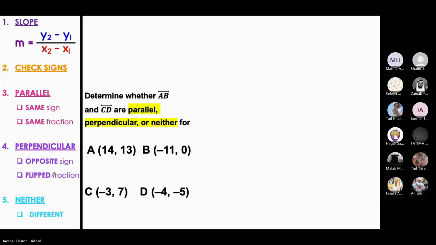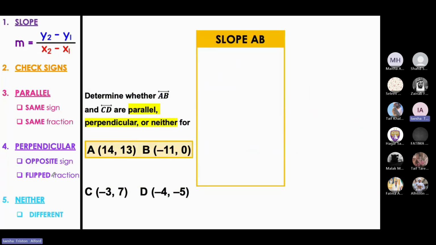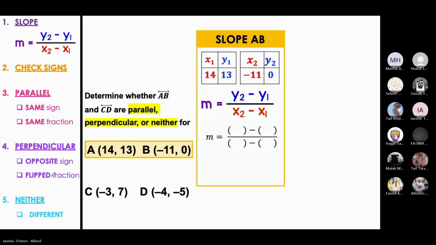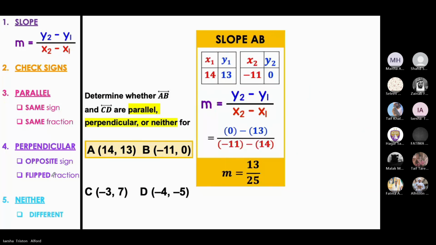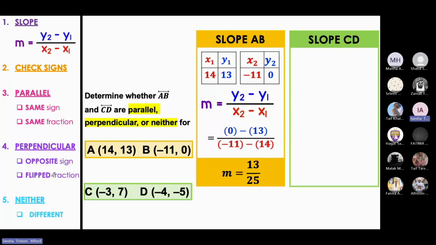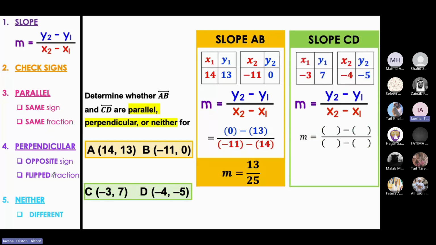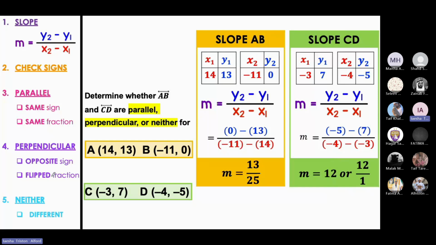Another one. Slope for AB. Find it. You get positive 13 over 25. The slope for CD. Find it. You get positive 12 or positive 12 over 1.